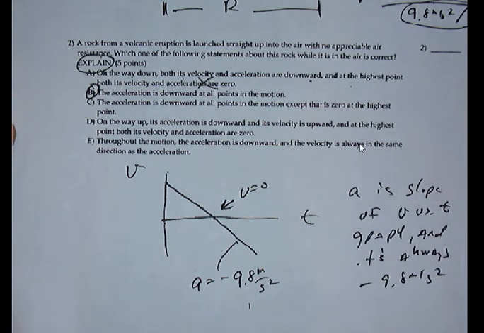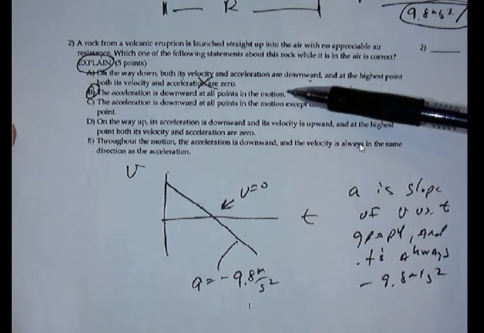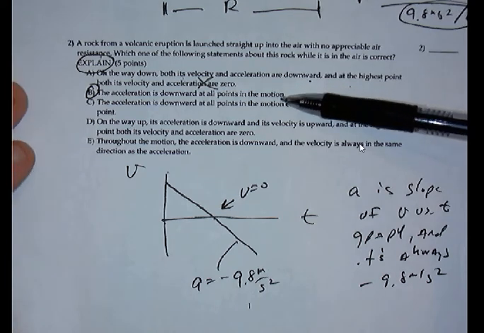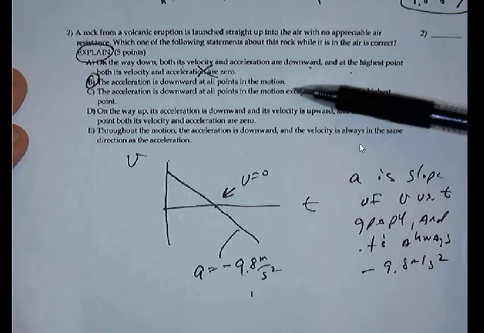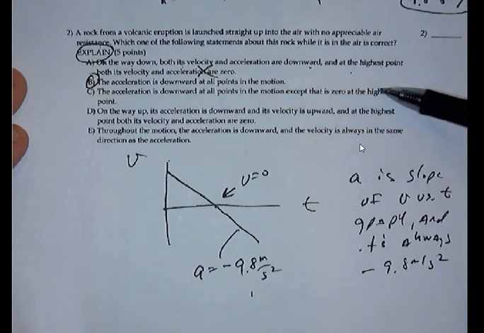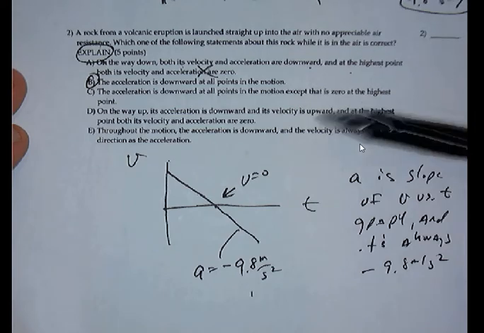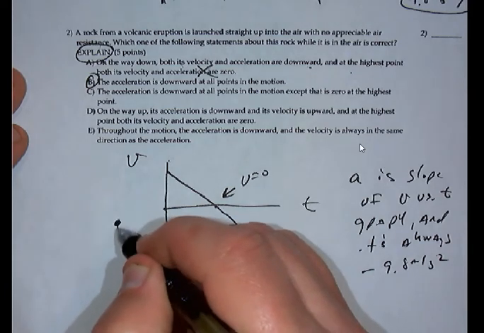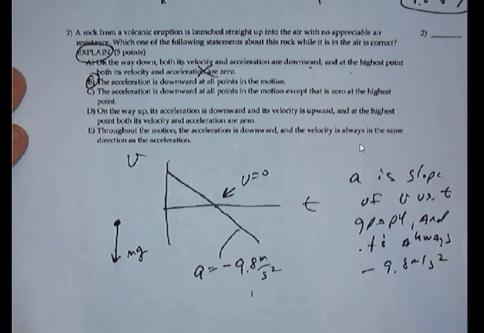It's still there. Choice B, the acceleration is down at all points in the motion. Okay, so that's definitely true. Gravity's always there. Let's see what the other ones hold in store. B, I think, is the correct answer, though. Choice C, the acceleration is down at all points except it's 0 at the highest point. So that's not true. The velocity is 0 at the highest point, but you still have acceleration. The free body diagram at the highest point is still this. You still have gravity pointing down.